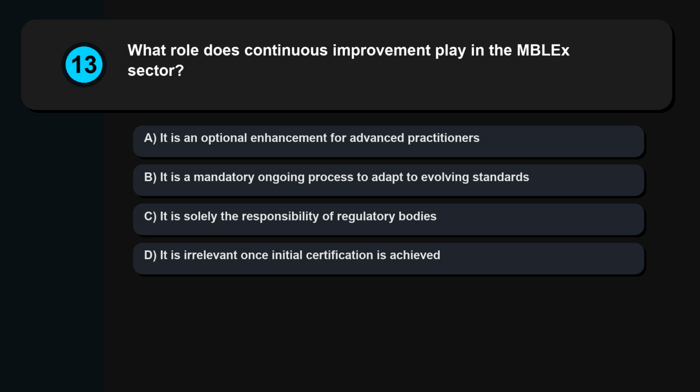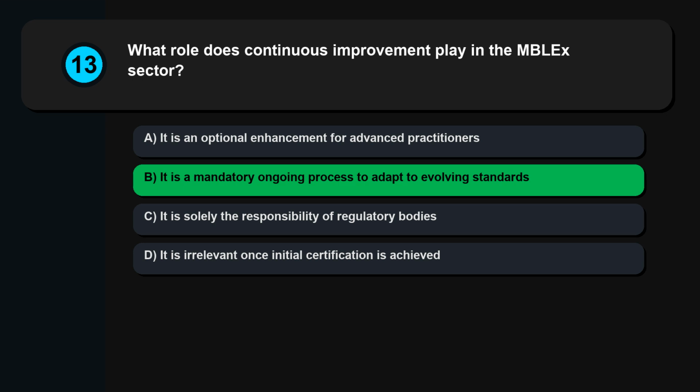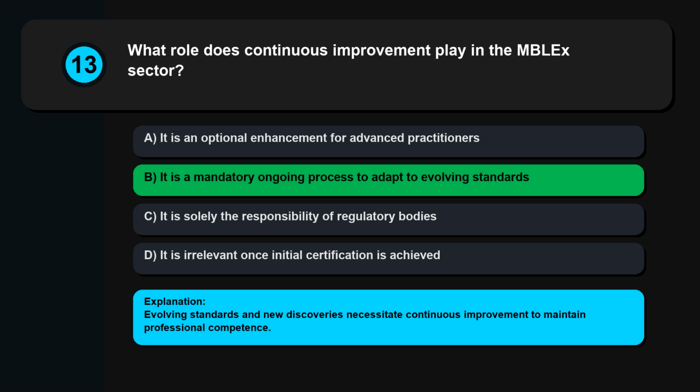Question 13. What role does continuous improvement play in the MBLEx sector? It is an optional enhancement for advanced practitioners. It is a mandatory ongoing process to adapt to evolving standards. It is solely the responsibility of regulatory bodies. It is irrelevant once initial certification is achieved. Evolving standards and new discoveries necessitate continuous improvement to maintain professional competence.